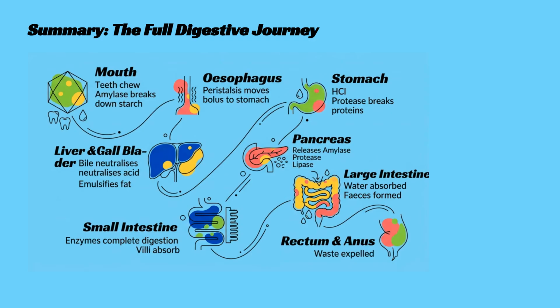To summarize the digestive journey, mechanical and chemical digestion starts in the mouth. Food moves through the esophagus to the stomach, where proteins are broken down. The small intestine completes digestion and absorbs nutrients efficiently before the large intestine absorbs water.